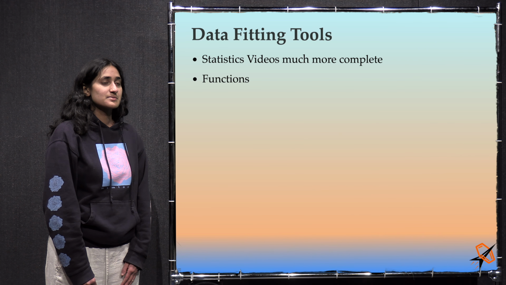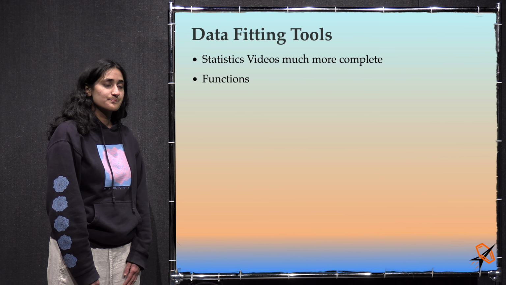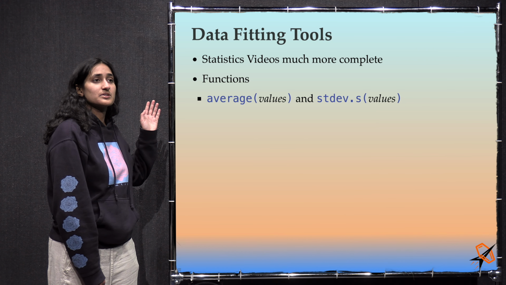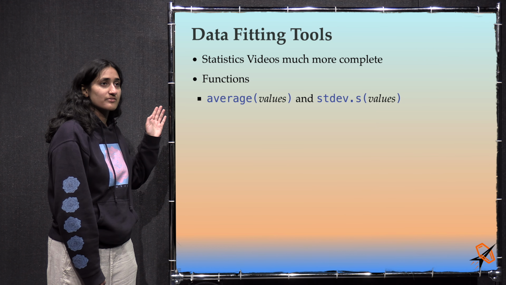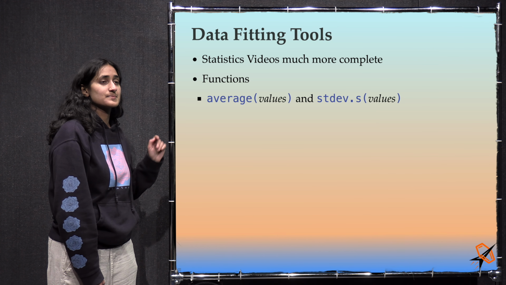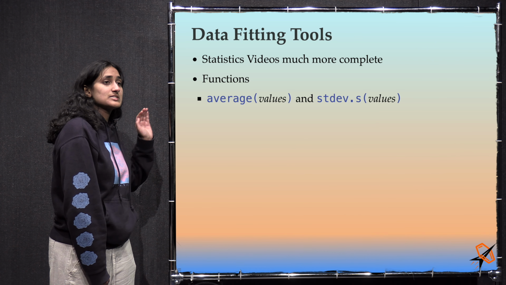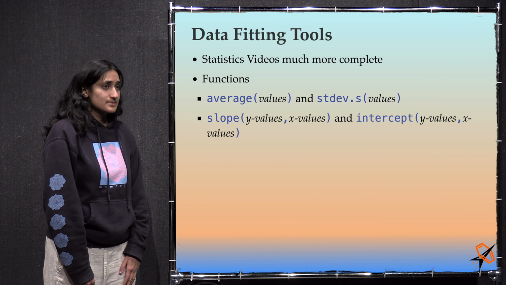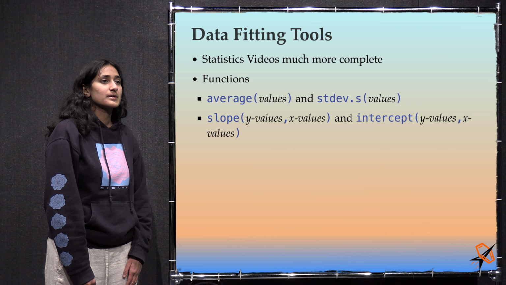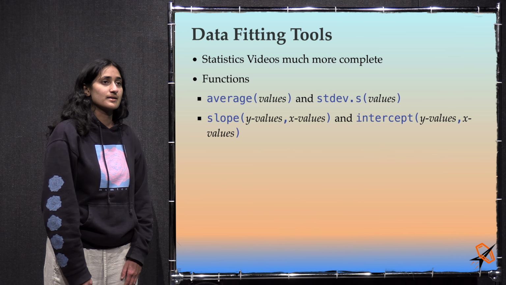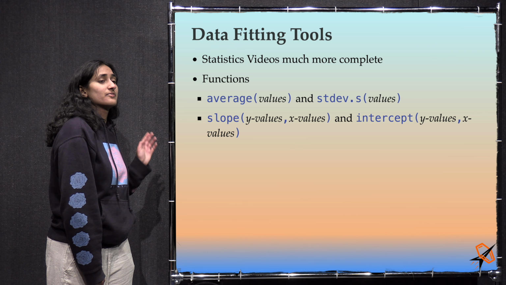As a review, let's list some of the built-in functions in LibreOffice. The first data fitting functions that we use calculate the mean or arithmetic average and the standard deviation from a set of values. They were the average and stdv.s functions. The second set of data fitting functions we used to calculate the slope and intercept of a dataset. They were the slope and intercept functions.